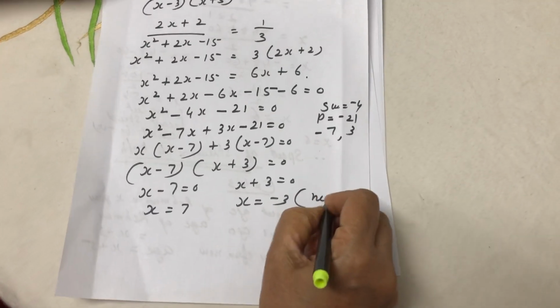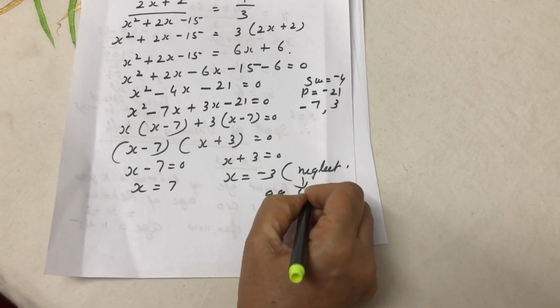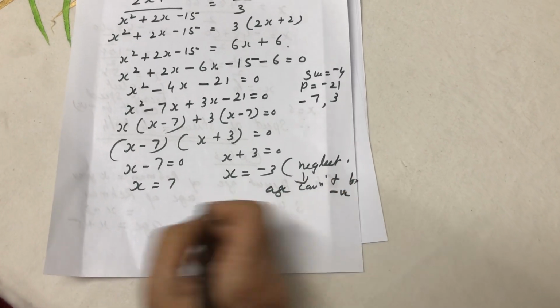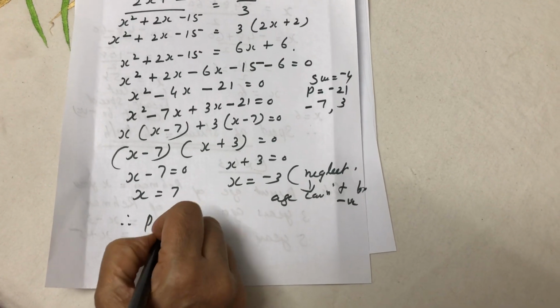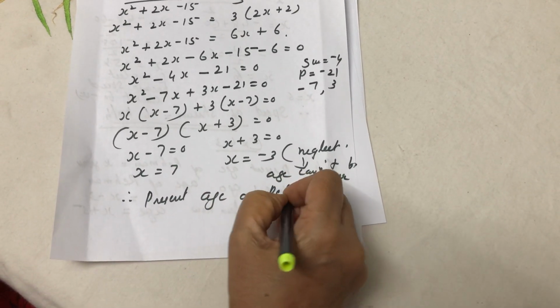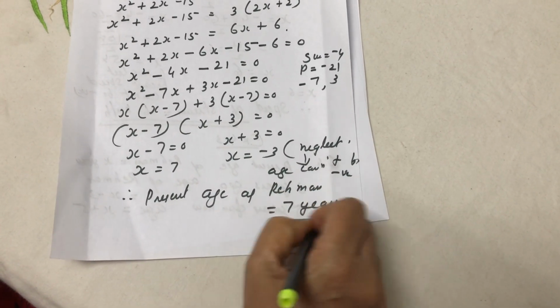So you have to neglect this. Why you have to neglect this? Age cannot be negative. So therefore, present age of Rehiman is 7 years.